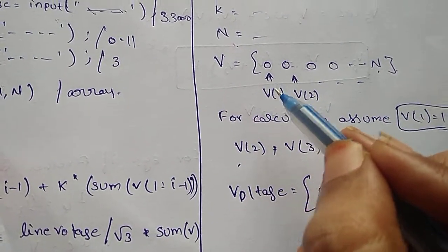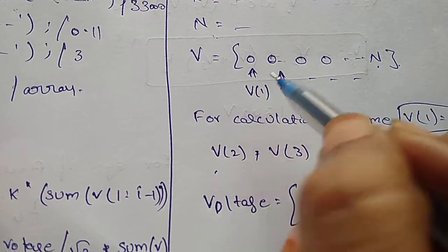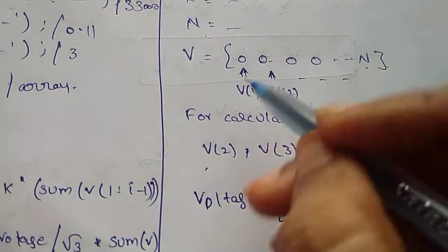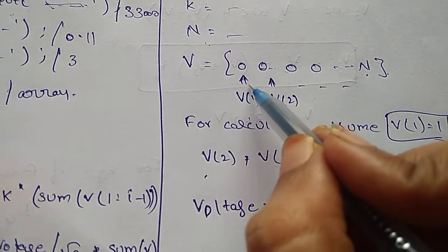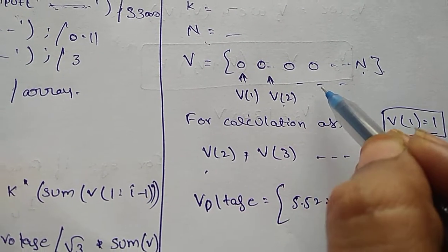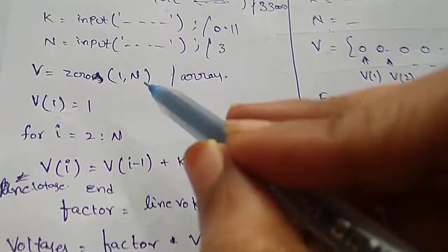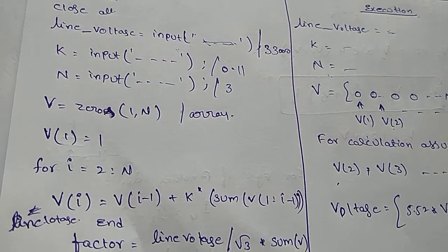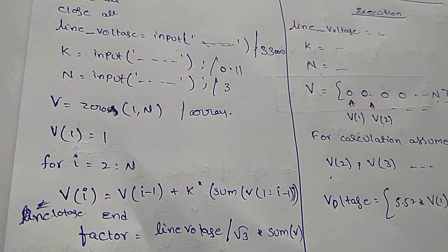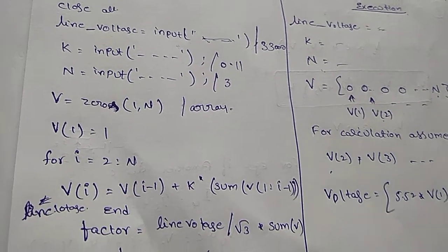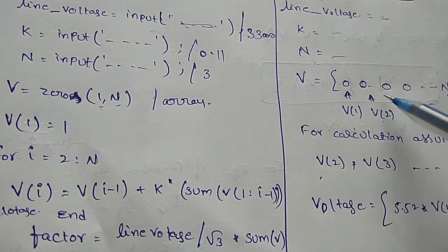Already in our row matrix, we know that the indices of the matrix are nothing but V of 1, V of 2, V of 3, V of 4. It is nothing but the voltage across the first disk, second disk, third disk. Initially, we are placing all the values as 0 in this single command, V equals zeros of 1 comma n, where 1 represents the row and n represents how many columns.